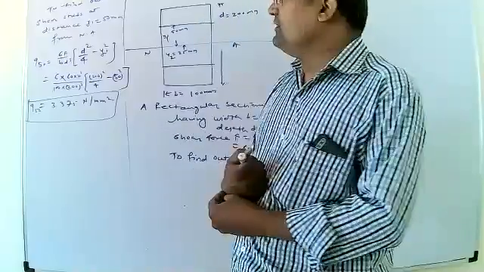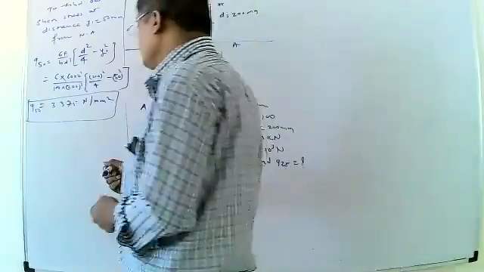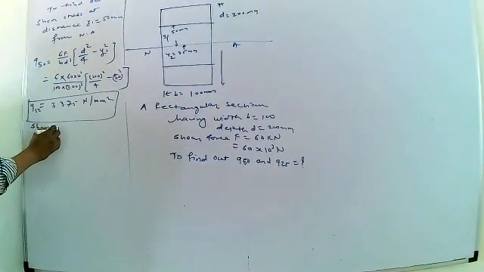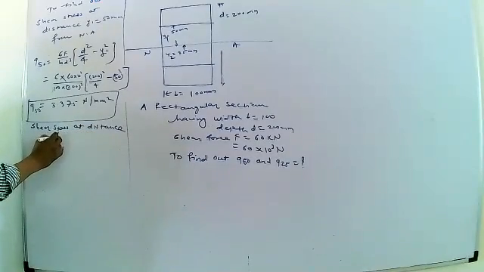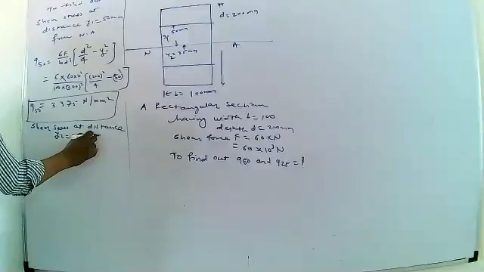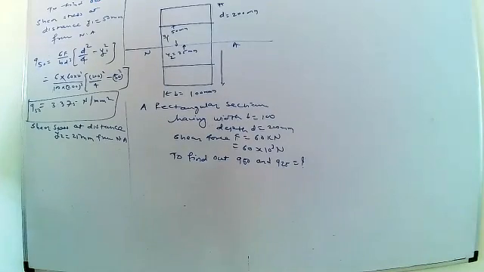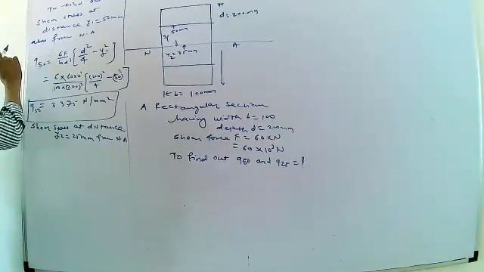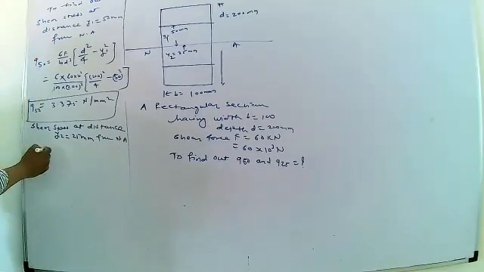In the same manner, the shear stress induced on the layer at a distance 25 mm below the neutral layer, which is represented by y2, that is 25 mm distance. Here the procedure will be the same. Shear stress at a distance y2, 25 mm from the neutral axis.